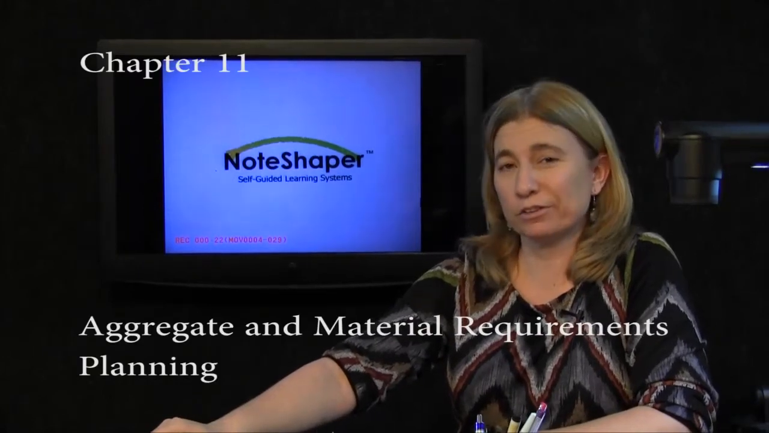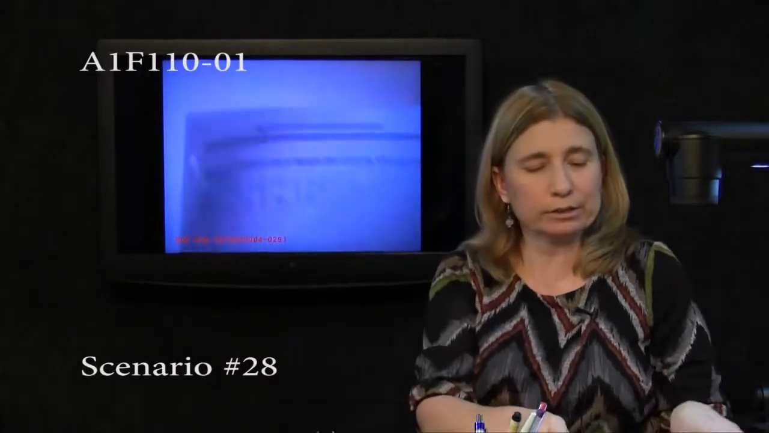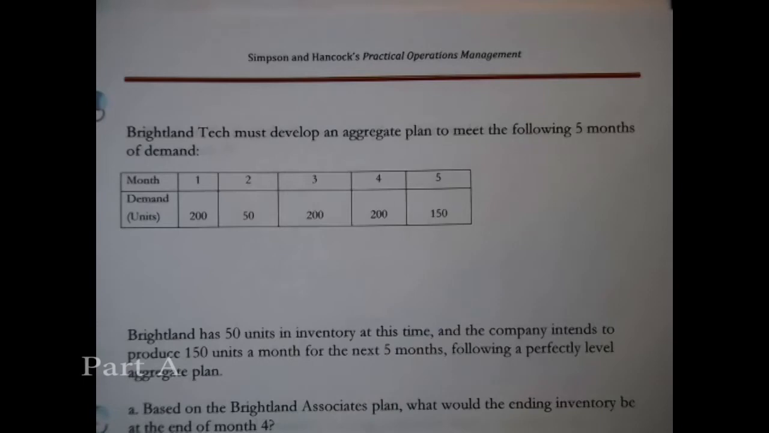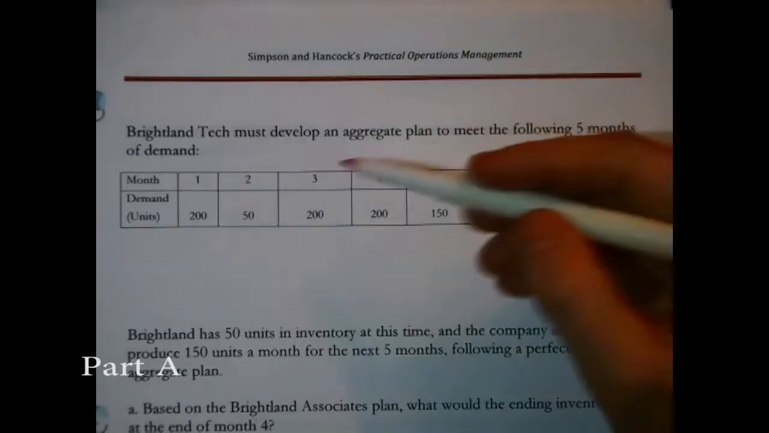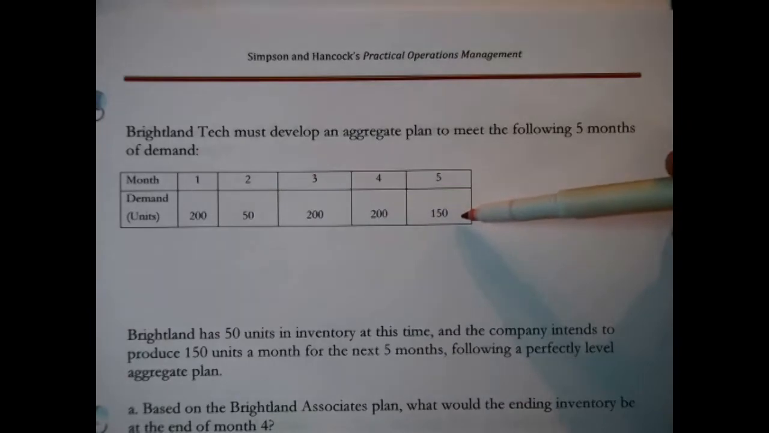Brightland Tech, the scenario, tests us on inventory logic. Let's take a look. Brightland Tech must develop an aggregate plan for the following 5 months of demand. Okay, so here we have a table, and here's their forecast for the next 5 months.